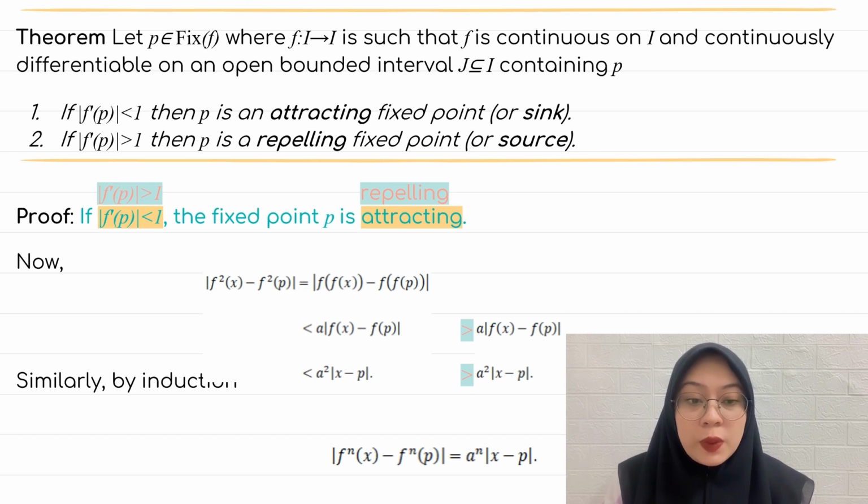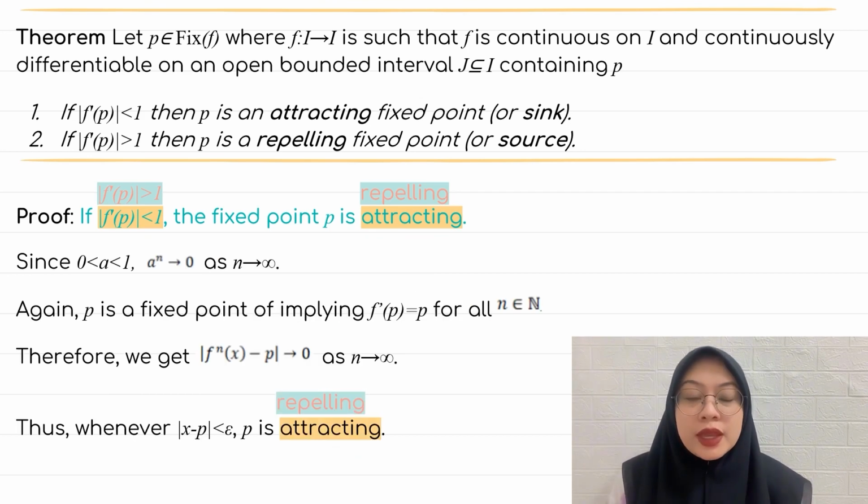Now, the modulus of f^2(x) - f^2(p) is less than a squared times the modulus of x - p. However, for the second case, we obtain that the modulus of f^2(x) - f^2(p) is greater than a squared times the modulus of x - p. Since a is between 0 and 1, a to the power of n approaches 0 as n approaches infinity. Again, p is a fixed point of f, implying f^n(p) equals p for all natural numbers n. Therefore, we get that the modulus of f^n(x) - p approaches 0 as n approaches infinity. Thus, whenever the modulus of x - p is less than epsilon, we can conclude that p is an attracting fixed point.